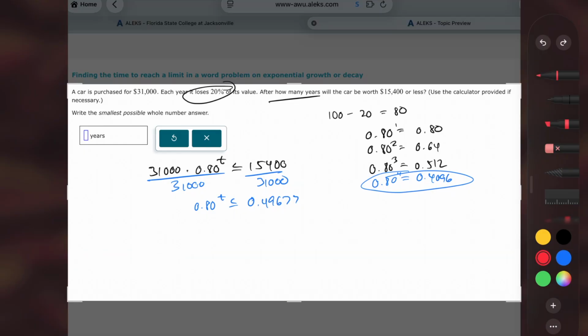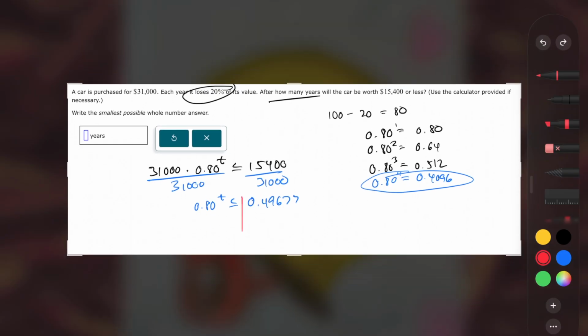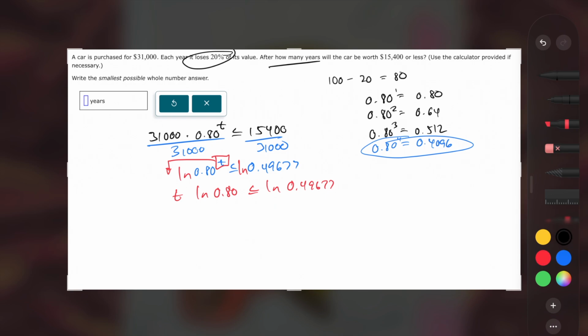If you were to solve this algebraically, just to show you, it's the same thing that we've been doing. I do the ln of both sides. The t drops down out in front. So I have t times the ln of 0.80 is less than the ln of 0.49677. And then to get the t completely by itself, I'm going to divide by the ln of 0.80. And I get t is less than or equal to, what was it, 15,400 divided by 31,000, kind of just doing it all, divided by ln of 0.80.